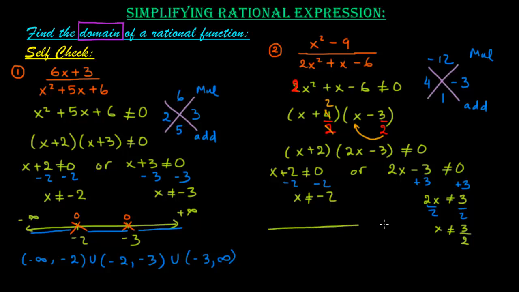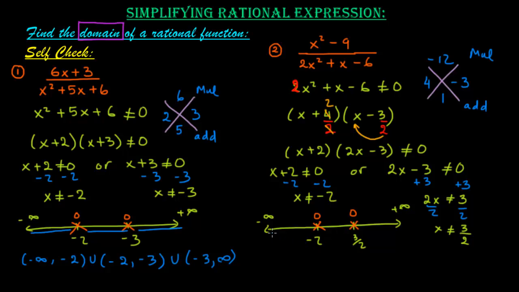Now we put both of them on the number line. Negative infinity, positive infinity, mark 2 points, negative 2 and 3/2. So we don't take both of them, so cross them out. And if you want, put a circle instead of crossing them out. Either one, whichever works for you.